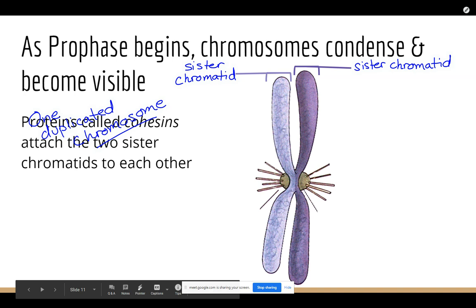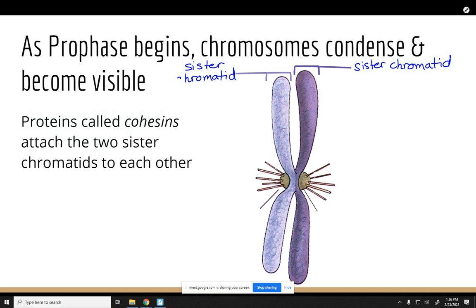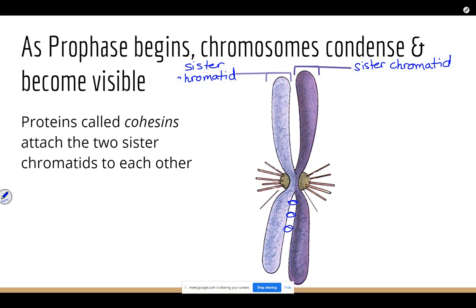There are proteins that attach those 2 sister chromatids together called cohesins. If you know what the word cohesive means, it means things work together, they stick together, right? So cohesins attach these sister chromatids to each other right through the middle. And actually, it's only shown connected in the middle, but those cohesin proteins would actually hold it together along the length of the sister chromatid. So those are those little blue circles I just drew in there, that attach those 2 sister chromatids all along the length of it.